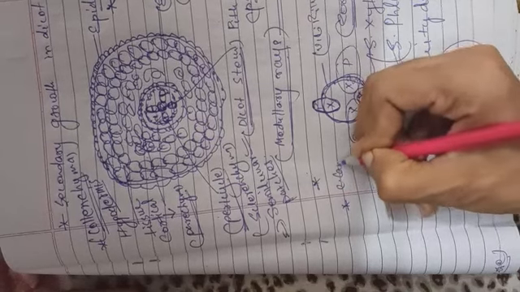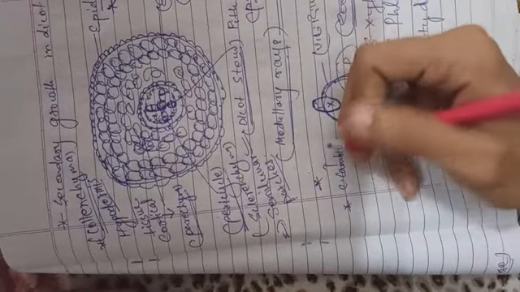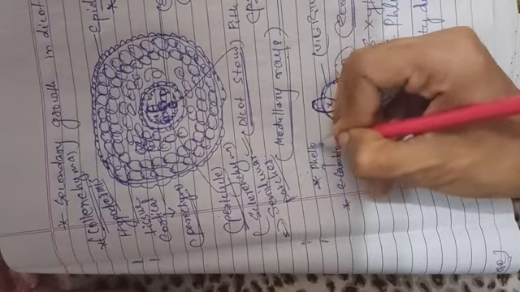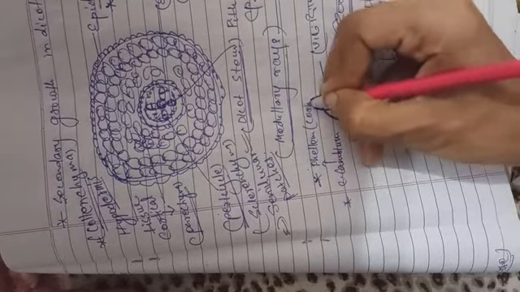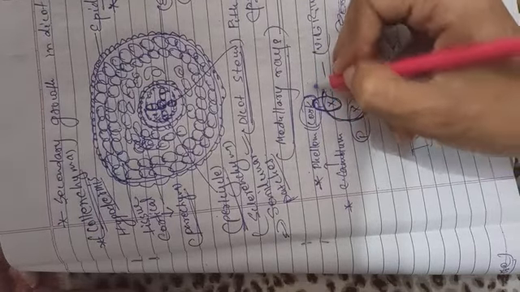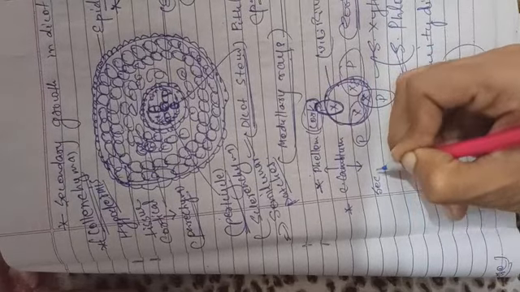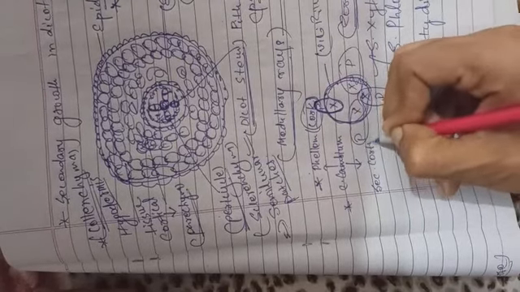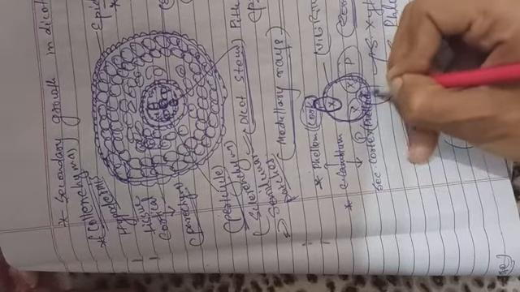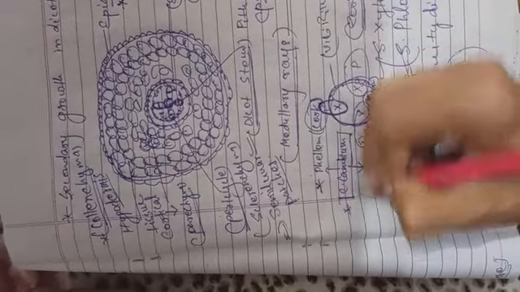Cork cambium is present; the outer is phellem or cork, it replaces the epidermis, and the inner is secondary cortex, which is called phelloderm. And this cork cambium is also known as phellogen.